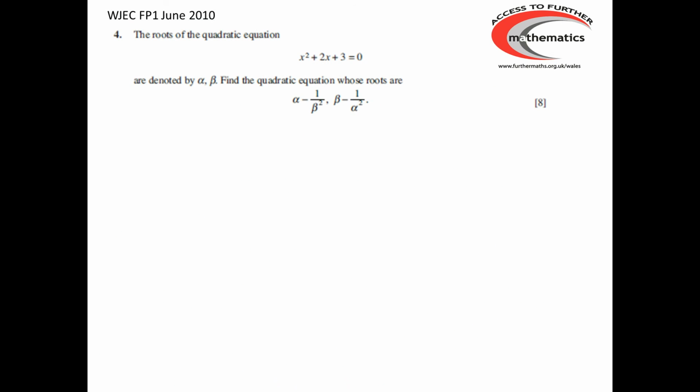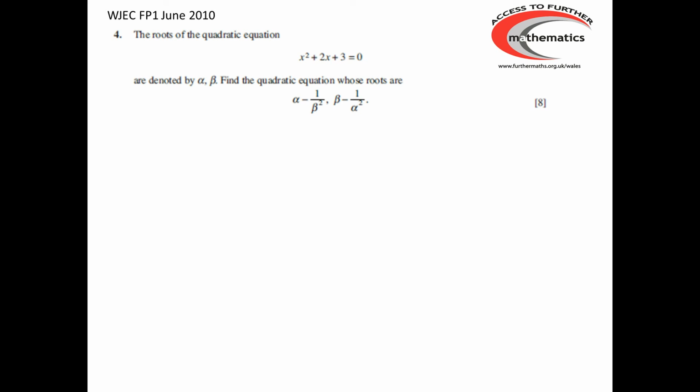Moving on to the next question, which comes from the June 2010 paper. We have a quadratic equation, and the quadratic equation is x squared plus 2x plus 3 equals 0. The roots of this quadratic equation are alpha and beta, and we have to find the quadratic equation whose roots are alpha minus 1 over beta squared and beta minus 1 over alpha squared.